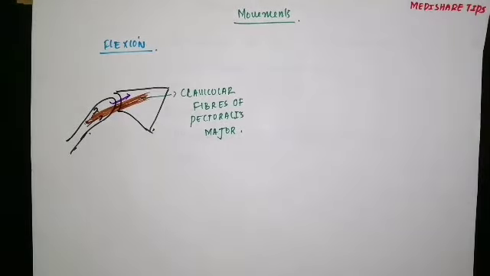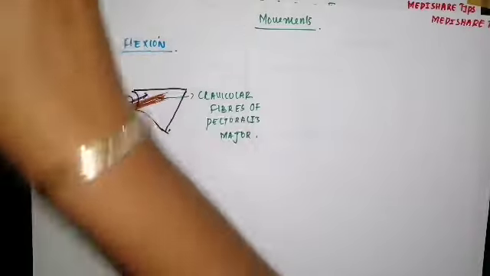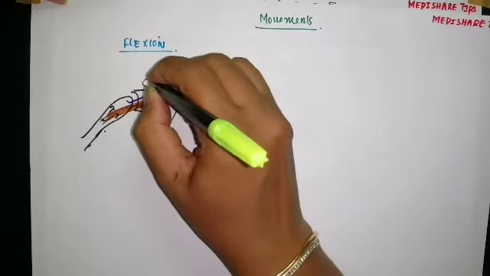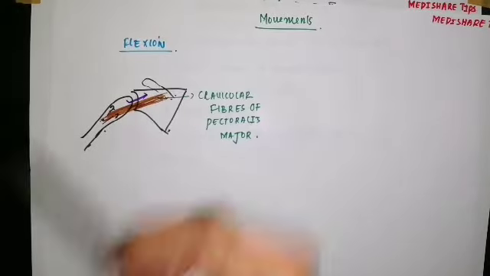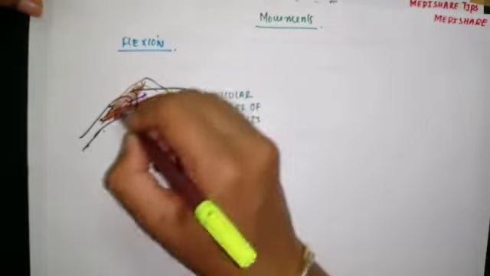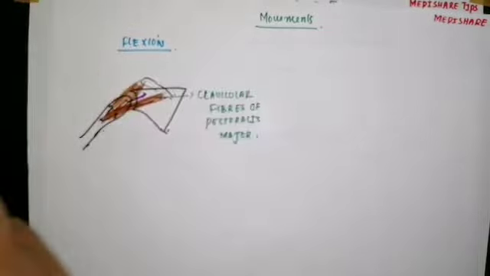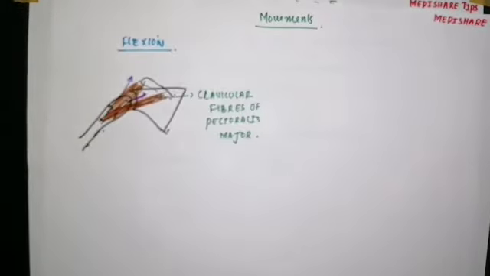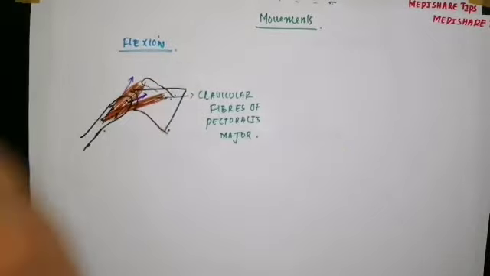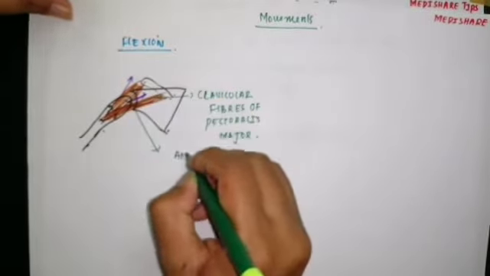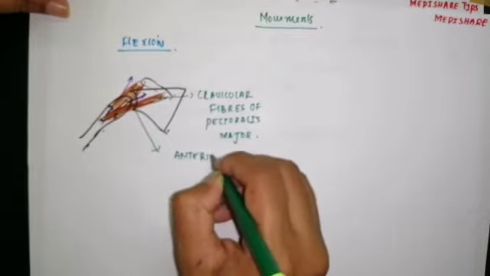Another muscle is the anterior fibers of the deltoid. These will also contract like this and cause flexion. That is, the anterior fibers of the deltoid.